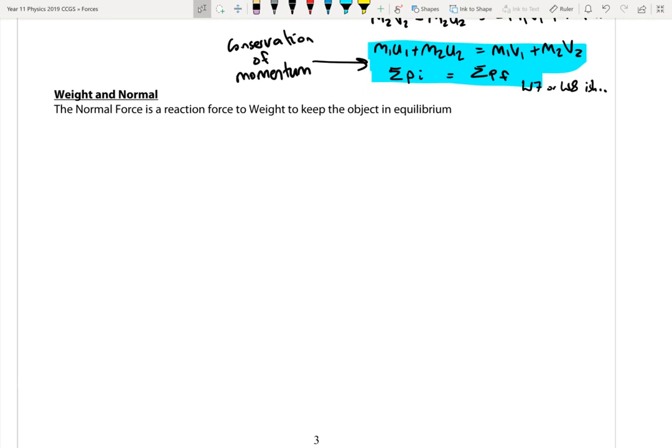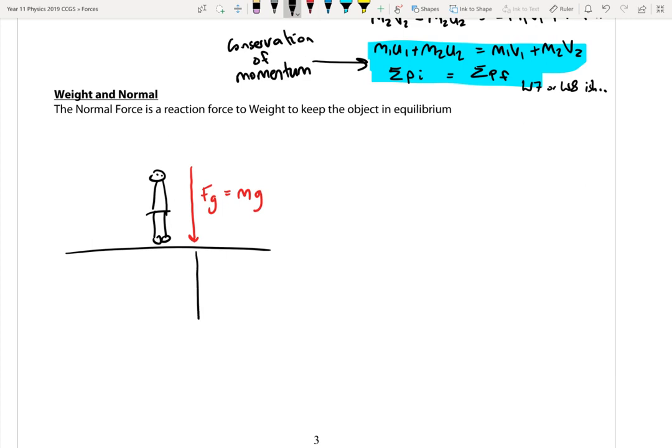And I'm going to show you why that is. So, here we have a person standing on a surface. Nice, flat, horizontal surface. We know that there is a gravity force pushing him down. Force of gravity is mg. And then we have another force, the normal force that's pushing up.